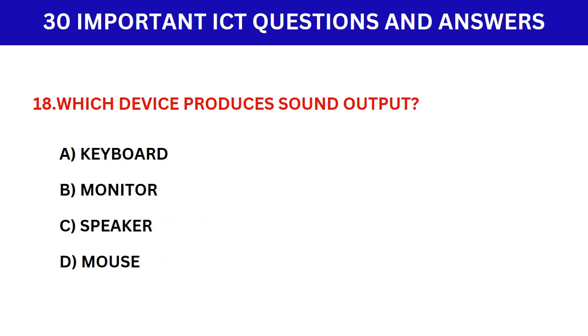Question number 18. Which device produces sound output? Option A, keyboard. Option B, monitor. Option C, speaker. Option D, mouse. The right answer is option C, speaker. A speaker produces sound from the computer.